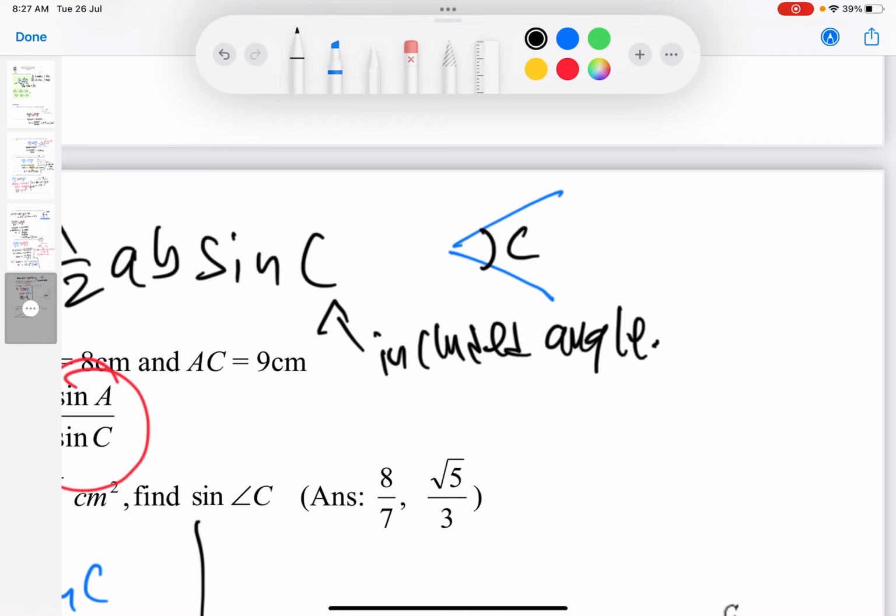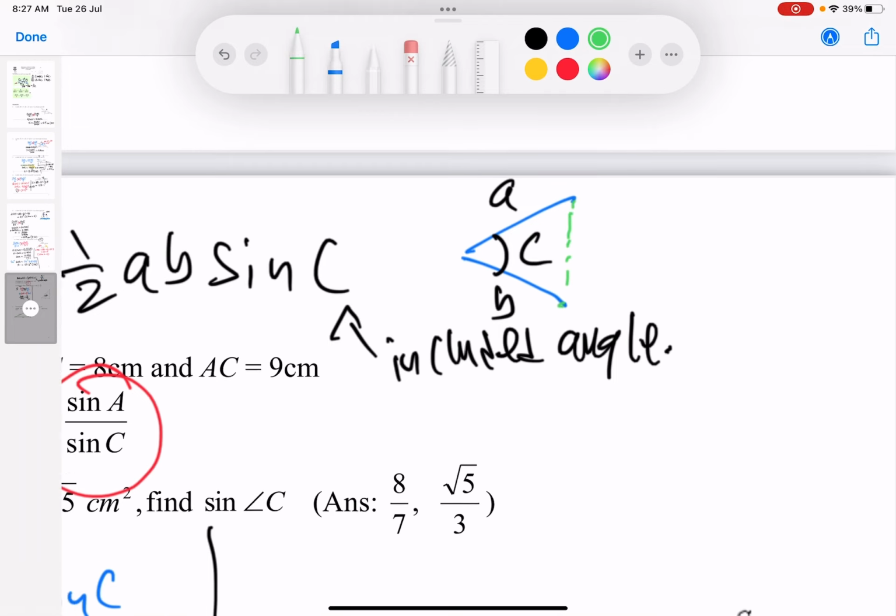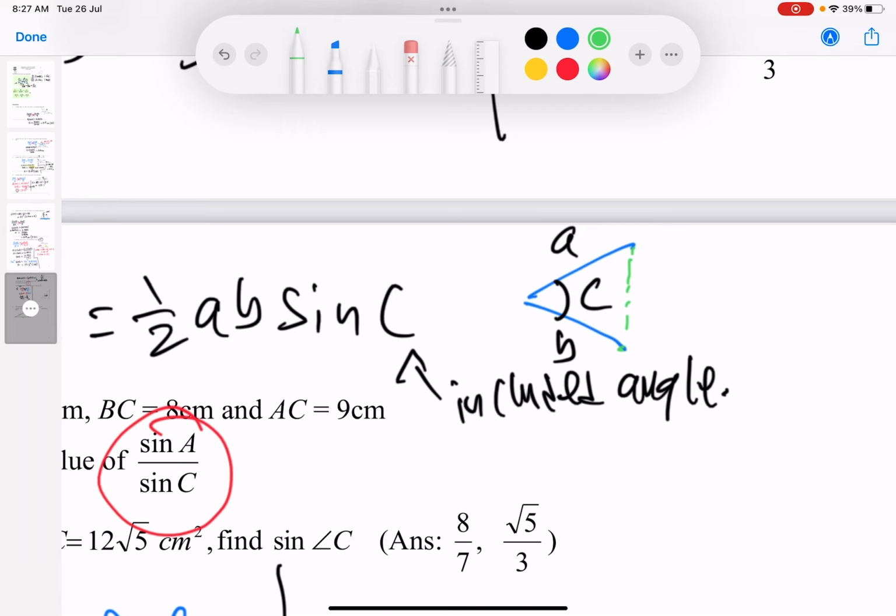Means this angle is angle C. I have A and B over here. The third side, not so important, I draw with a dotted line. So what it tells us is that if you have an included angle, which is the angle C, you just need to half the AB, the sides, the 2 sides of the included angle, and you'll get an area.